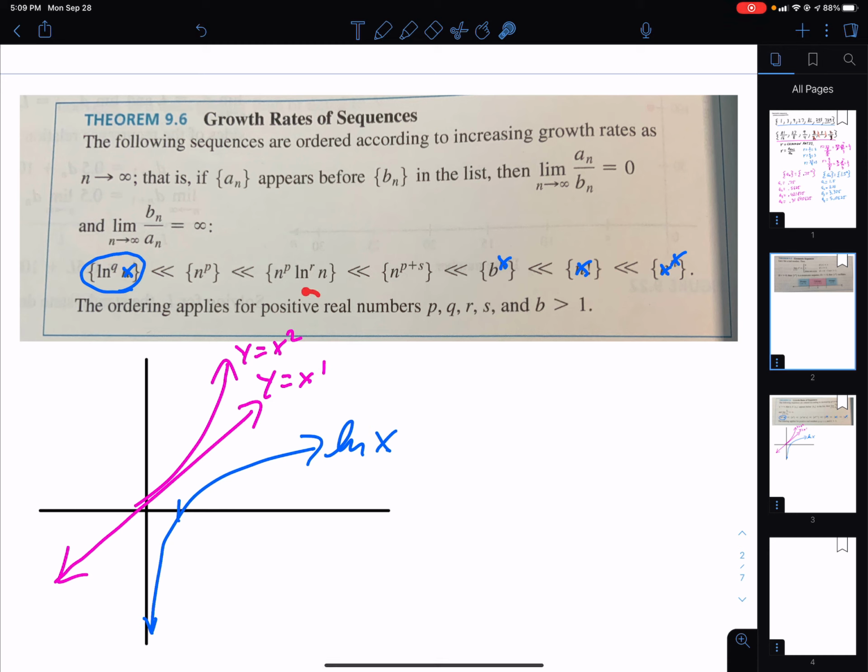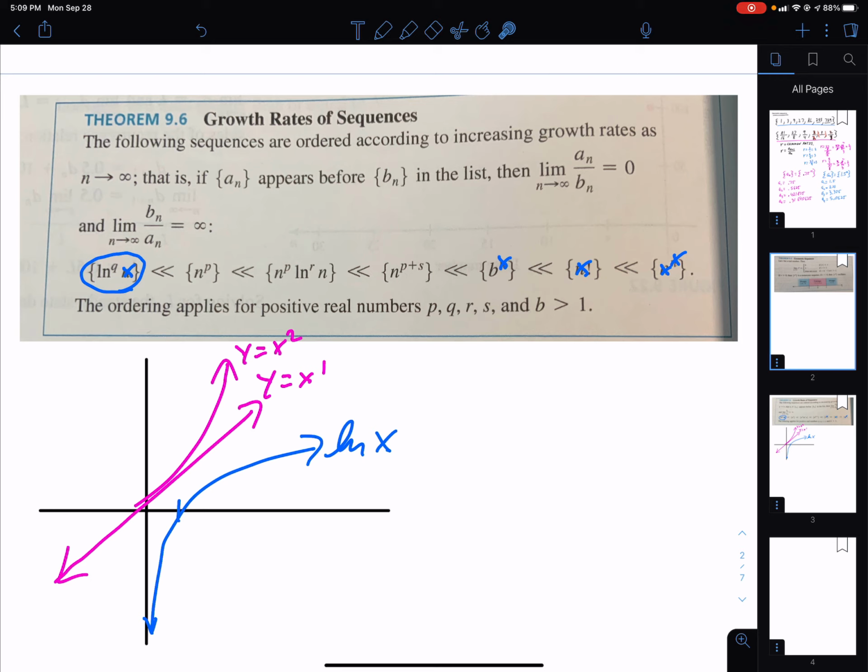Now this one I won't really look at. It's just a combination of these two, so we'll ignore that. But take a look at that. All it's saying is if you have a higher exponent, it's going to grow faster. Obviously, x squared grows faster than x to the first. And so if your exponent is larger, you know it has a higher growth rate. All right? So that's what we're looking at there.